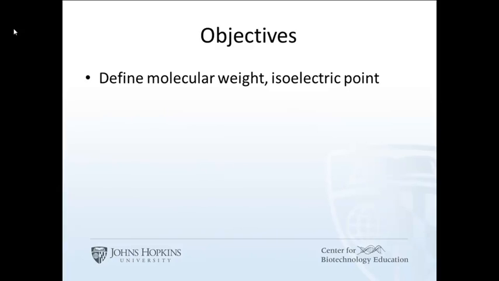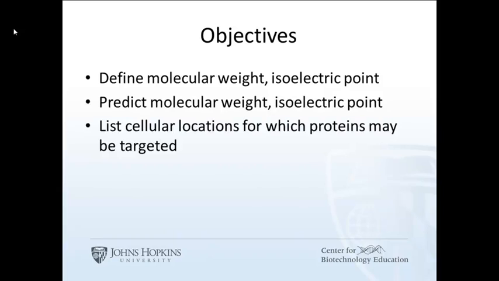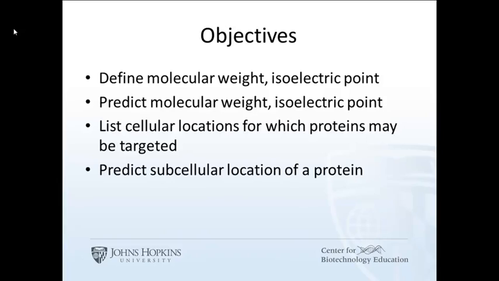We want to first look at exactly what is meant by isoelectric point and molecular weight for a protein, and then go ahead and perform those calculations. We'll shift to targeting or localization. Where in a cell can proteins go? Let's look at some possibilities. Finally, let's try to predict where proteins go based on sequence.